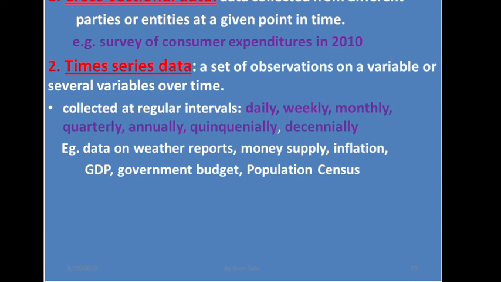Time series data is a set of observations on a variable or several variables over time, collected at regular intervals: daily, weekly, monthly, quarterly, annually, quinquennial, and decennial. Examples are the weather report, which is daily; money supply, which is weekly or daily; inflation; economic growth, GDP; the government budget; and population census. All are time series data.